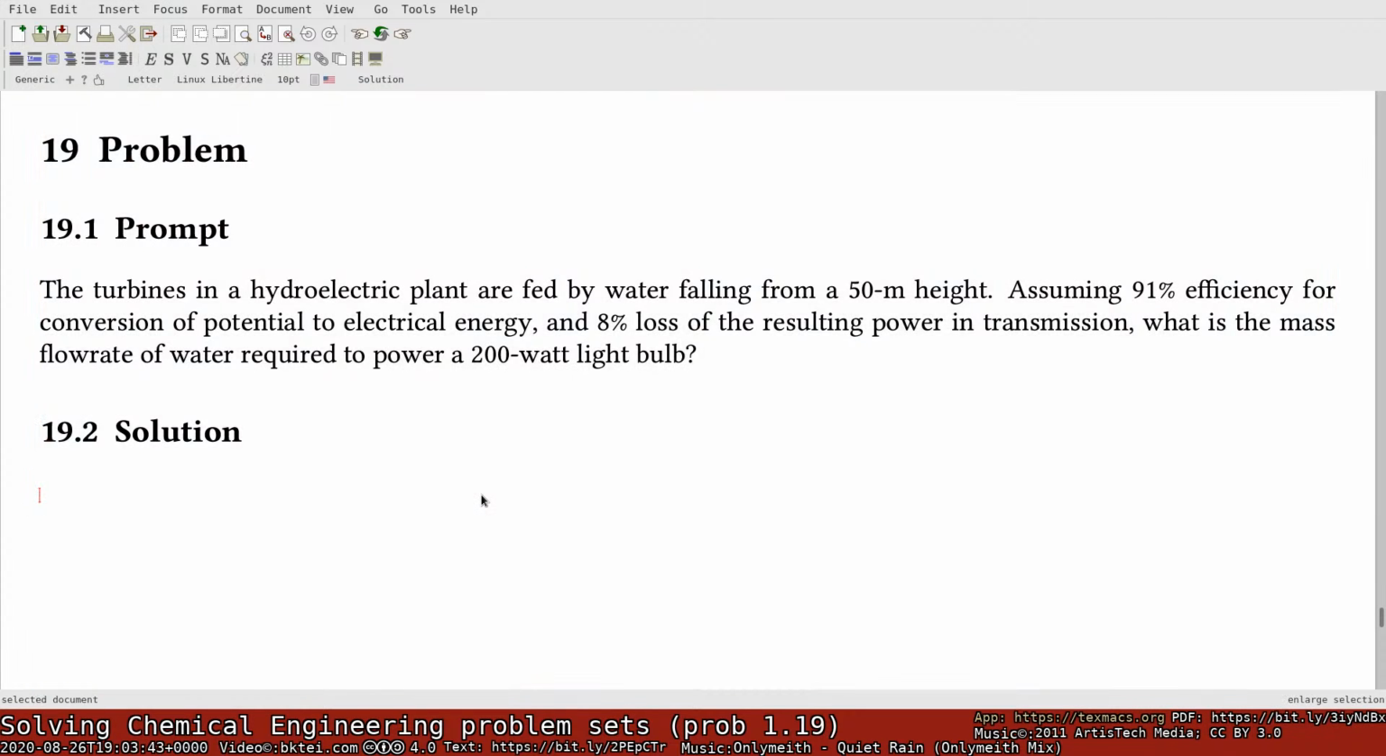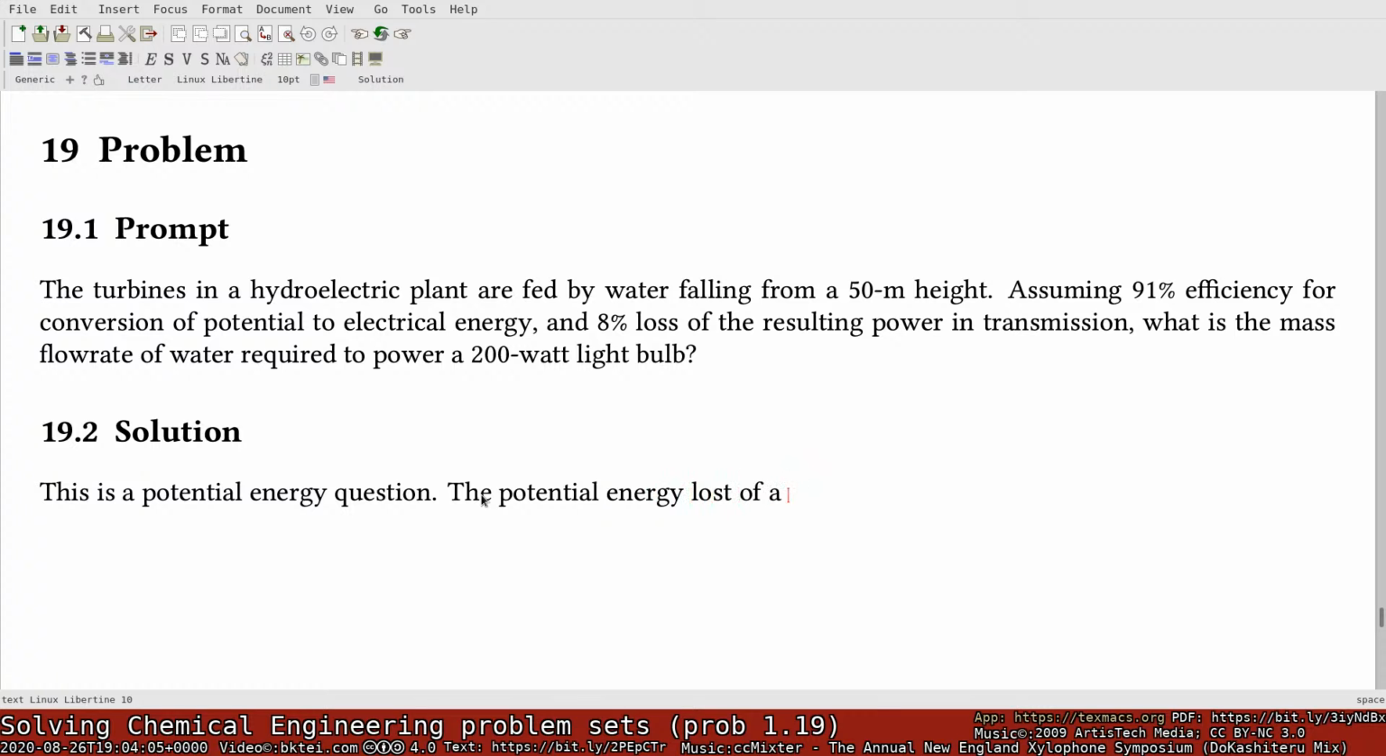Okay, so let's see. This is a potential energy question. The potential energy lost of a unit of water falling from a 50 unit mass of water.